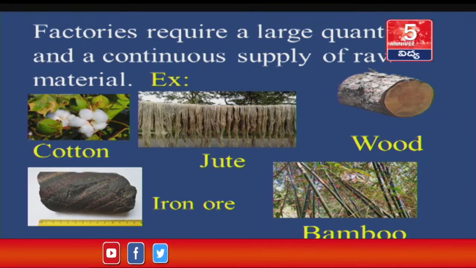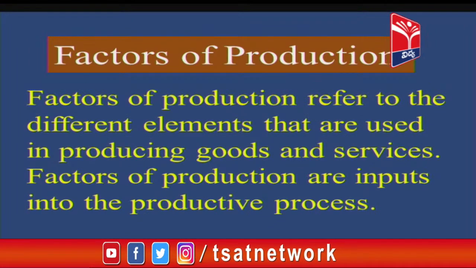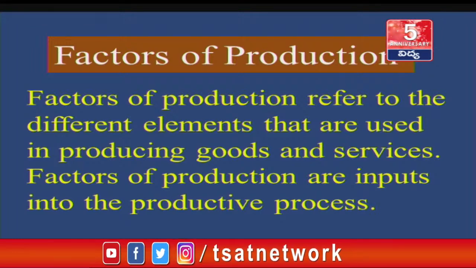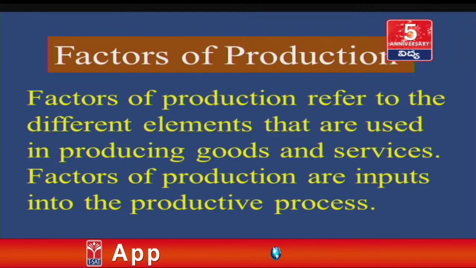many more raw materials. So, for the production, what are the needs? We call them factors of production. Factors of production refer to the different elements that are used in producing goods and services, and factors of production are inputs into the production process. Means whenever the production process is going on, these things are essential.